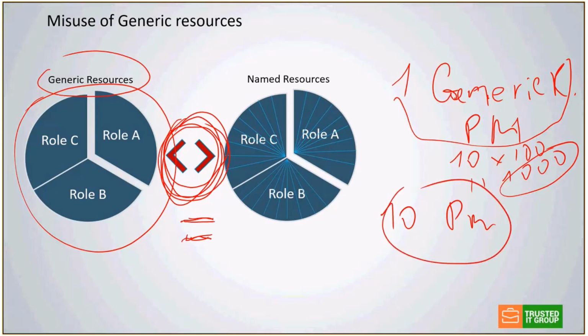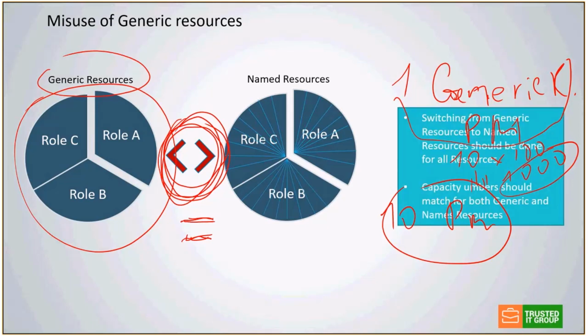Sorry for this drawing, but that's the idea. I just drew over my text here. Anyway, switching from generic resources to named resources should be done for all resources. So when you have a project and a template with all generic resources in there, you've got to switch to those actual named resources in one shot. This will give you a one-to-one correlation between generic resources and named resources.